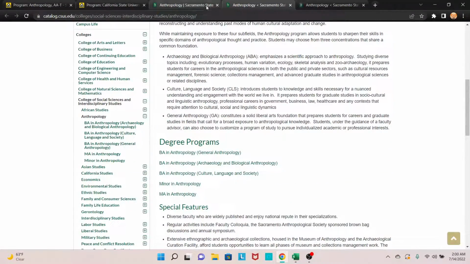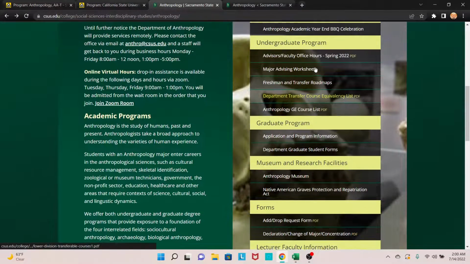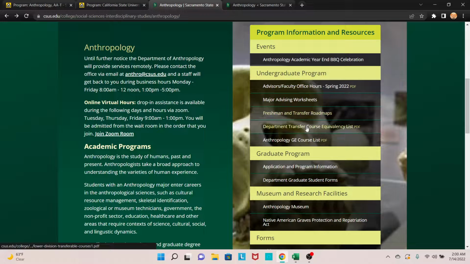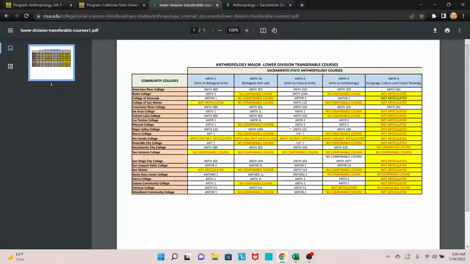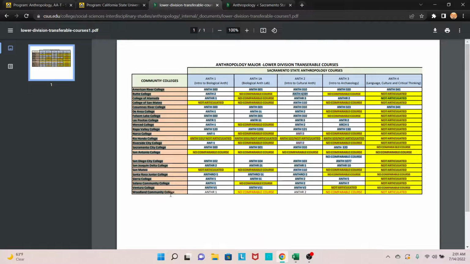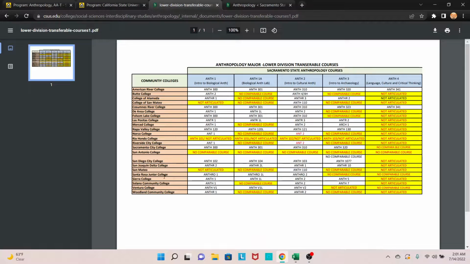Okay, good. But then this is the form that's also really important that I want to look through: Department Transfer Course Equivalency List. So I'm glad they used the words course equivalency, seeing the vocab lecture as well. Going through here, we can find all local community colleges and what anthro classes they offer and what the equivalent is too. So since we're at San Joaquin Delta College, this would be the example to use.